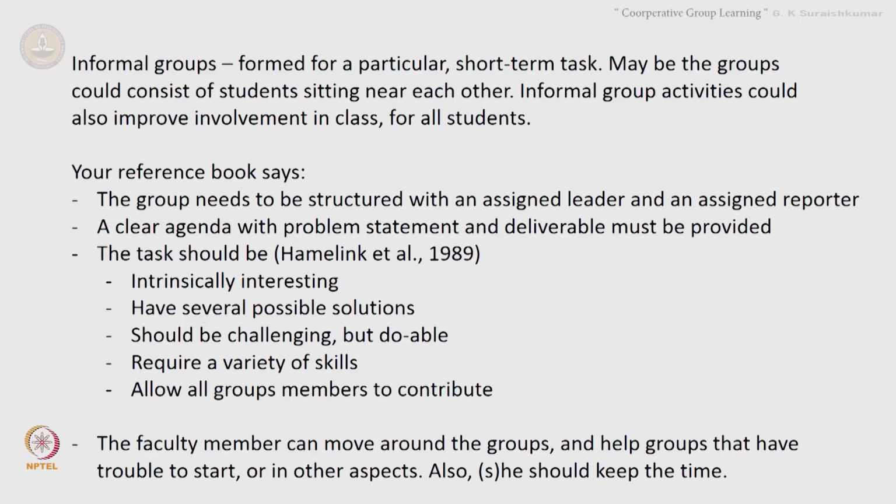And most importantly, the faculty member must keep the time. There must be somebody who says this many minutes left, this many seconds left, and then very politely closes and moves on to the next thing. So, this is for an informal group activity. Informal groups are formed, as I mentioned, just at the spur of the moment. It could be people who are sitting next to each other, and this group activity is known to significantly improve learning.